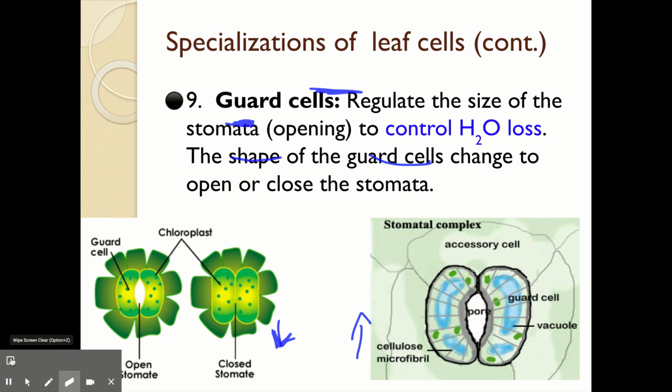Right? So in detail, they regulate the size because they open and close it. The shape of the guard cells changes to open or close. So this is an open stomata, and this is a closed stomata. You can obviously see you've got a nice pocket there to allow gas exchange, water, carbon dioxide, and oxygen in or out as needed.